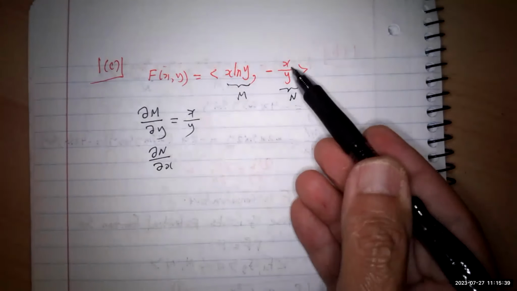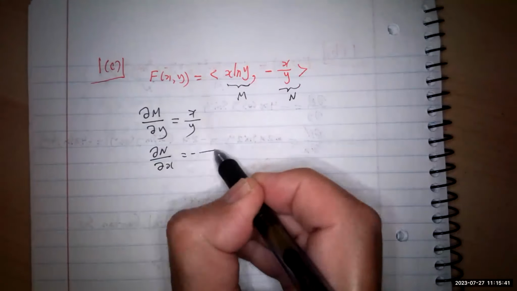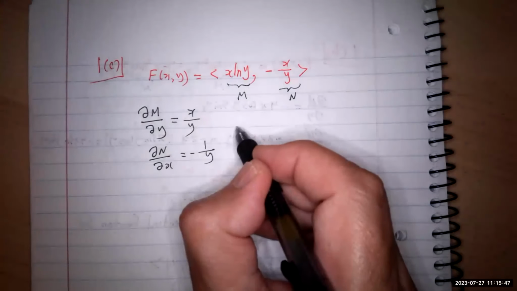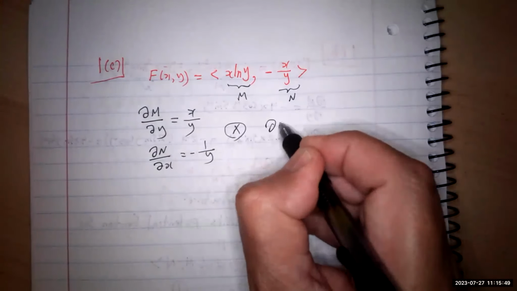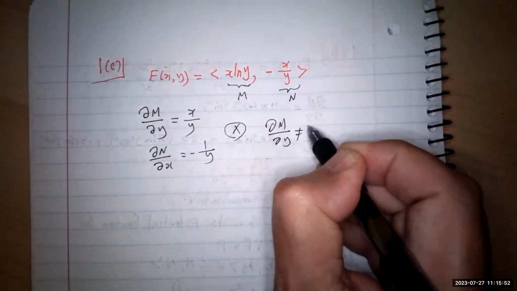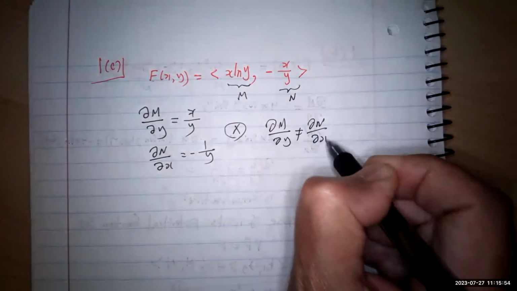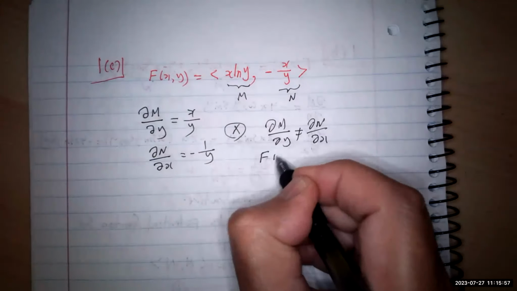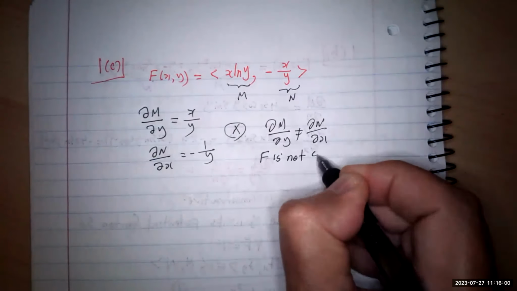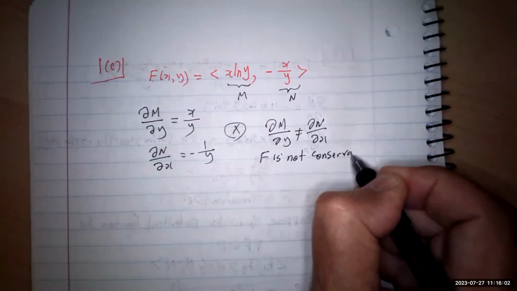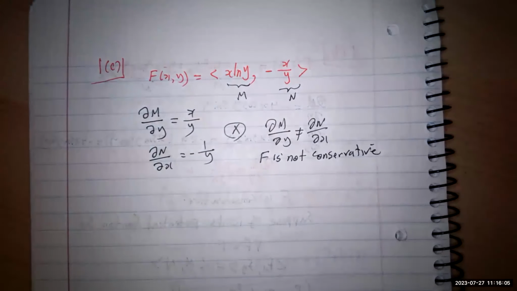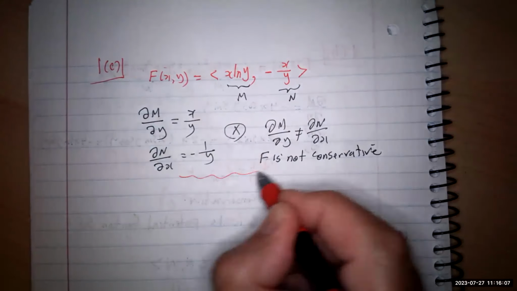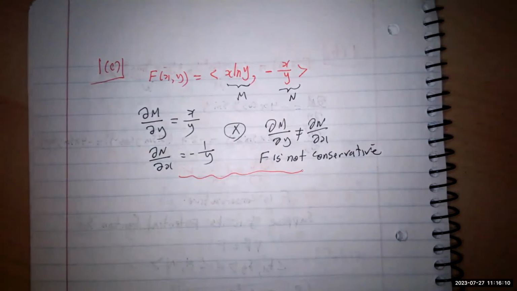Okay. And differentiate N with respect to x. The derivative of x is just 1. So that gives you negative 1 over y. As you can see, they are not equal to each other. Okay, that's it. It's not. So partial M partial y is not equal to partial N partial x. So F is not conservative. So no further action is needed. Okay, so that's it. That's our first concept, if you like: whether there is going to be a potential function.